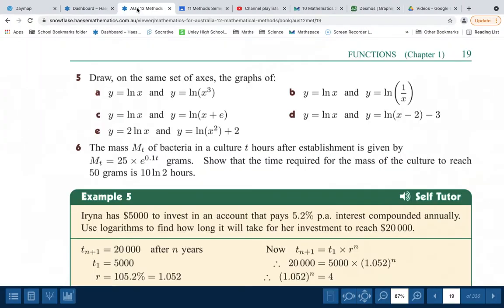Where are we? Questions. Oh, this one here. Just before I do B, 5D, I won't comment on too much.